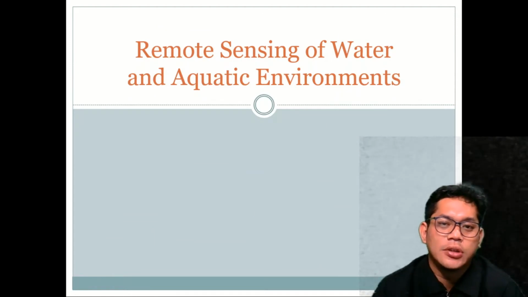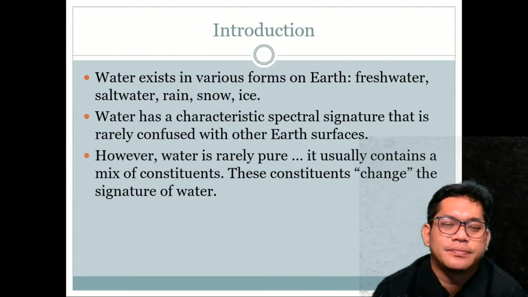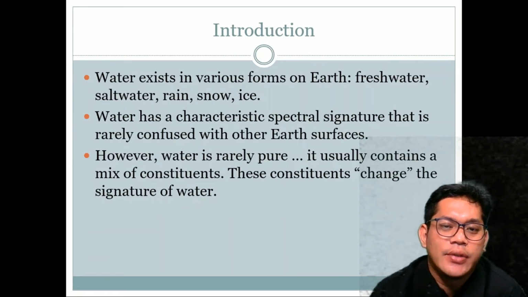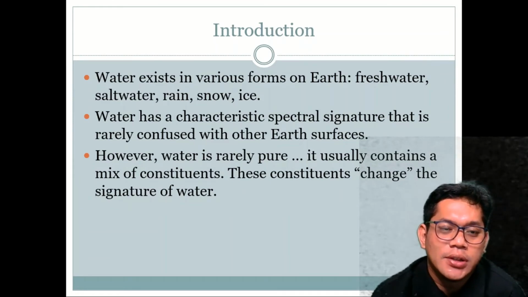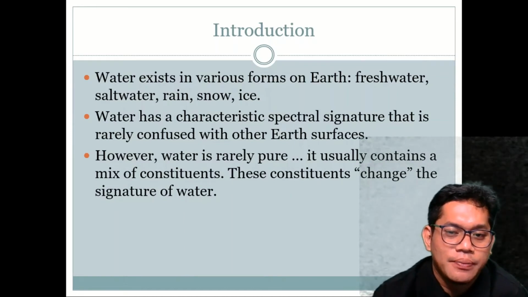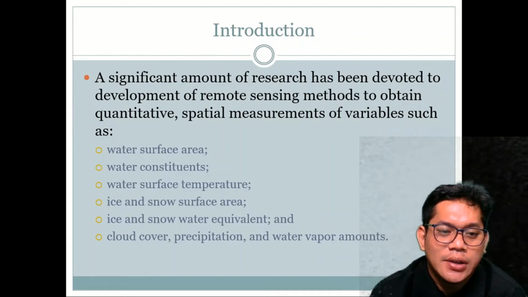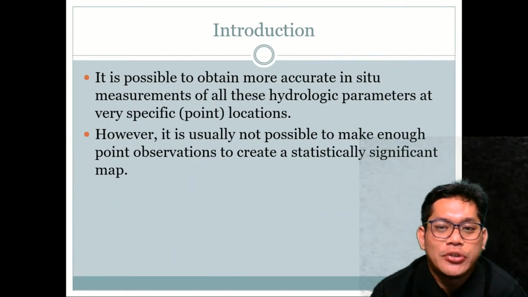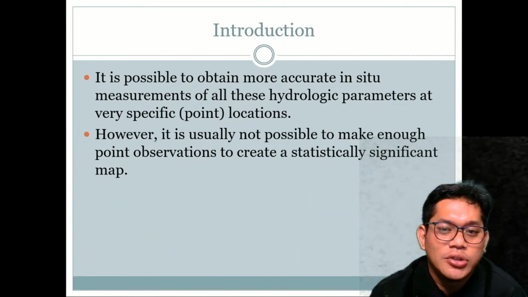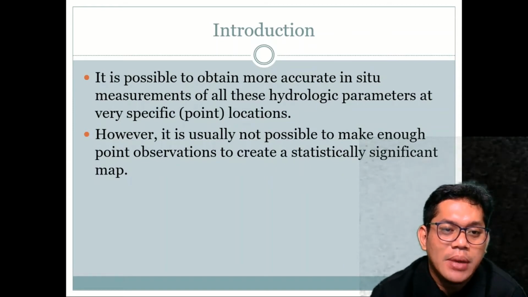Now we look into the remote sensing of water and aquatic environments. Water basically exists in various forms on earth, which are fresh water, salt water, rain, and more. Okay, so a significant amount of research has been devoted to developing remote sensing methods such as for water surface area, water constituents, ice and snow surface, and many more. It is possible to obtain more accurate in situ measurements of all these hydrologic parameters in very specific locations. However, it's not possible to make enough point observations to create a statistically significant map.